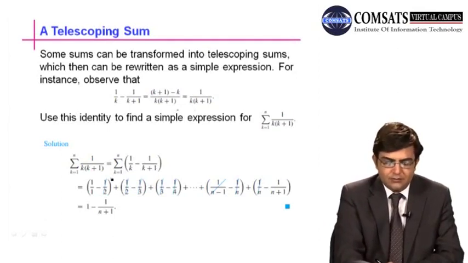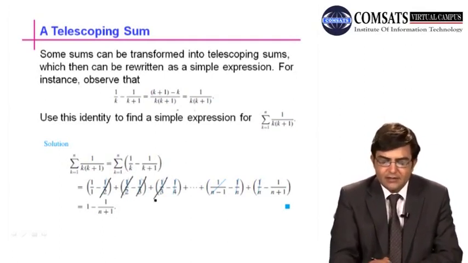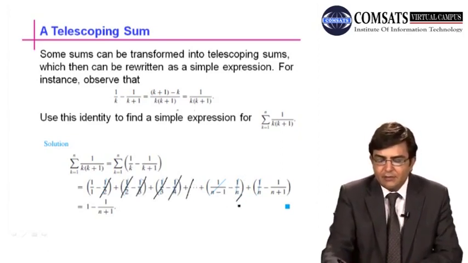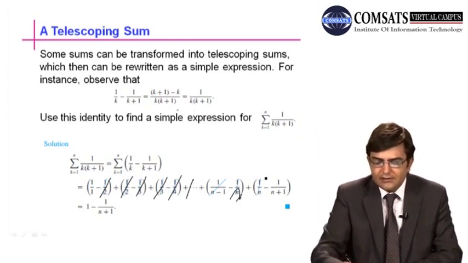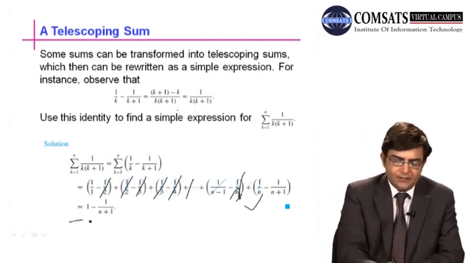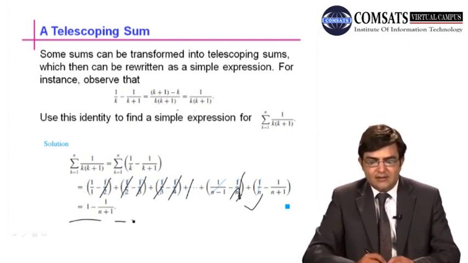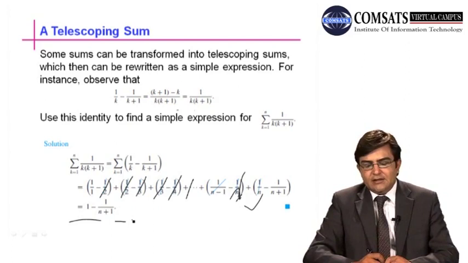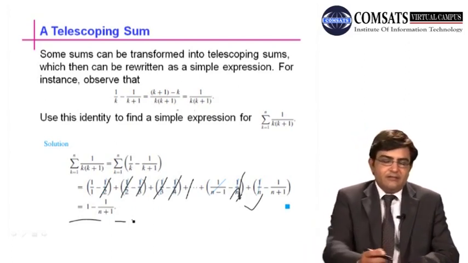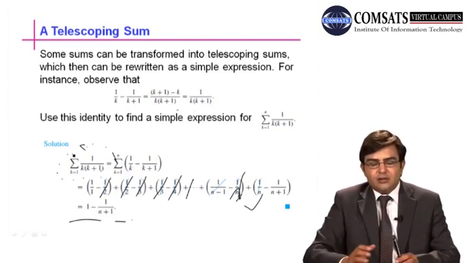Minus 1 over 2 can be cancelled out with plus 1 over 2, minus 1 by 3 with plus 1 by 3, minus 1 by 4 with plus 1 by 4, and similarly minus 1 by n with plus 1 by n. These can be cancelled out, and we obtain 1 minus 1 over n plus 1. So this is basically simplified. Whereas if we try to solve this summation directly, it involves a lot of calculation.